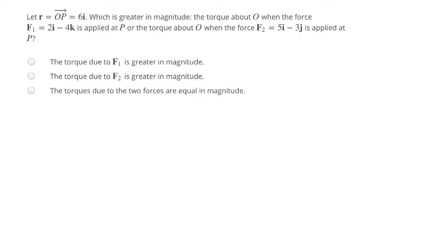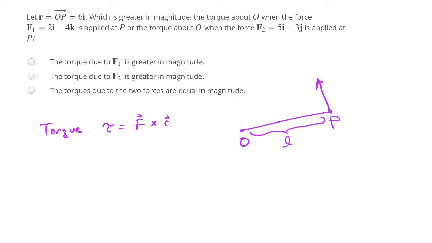The thing that we need to remember about this problem in particular is that our torque is really just going to be equal to the force vector cross the lever arm vector. The idea is you have a point O here, and you've got this lever arm that's going to be of whatever magnitude it happens to be, and then you are applying a force to the end of that vector, P.